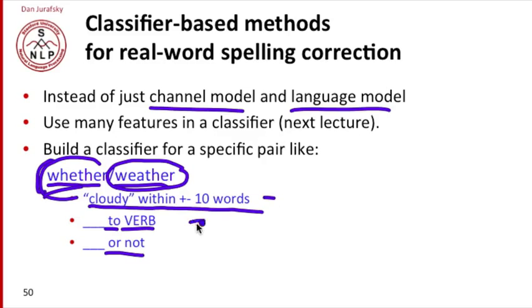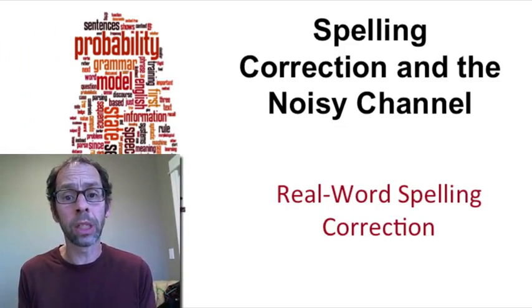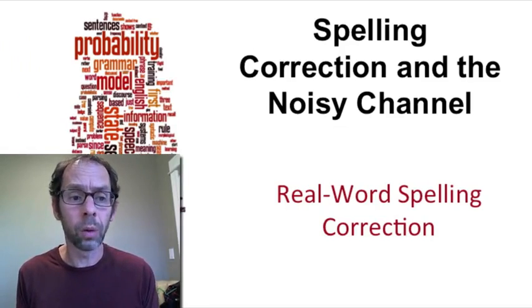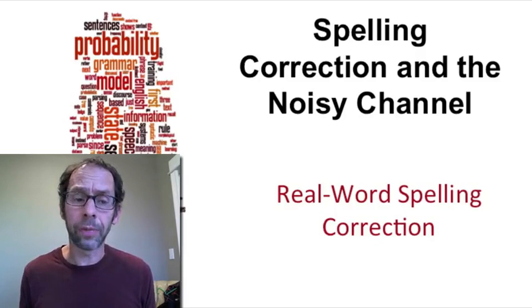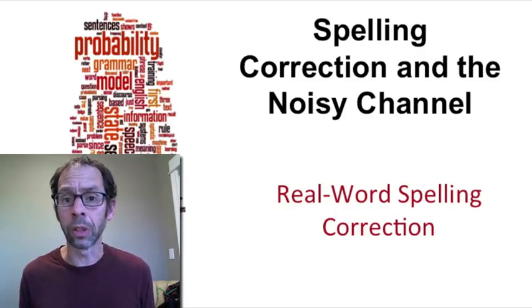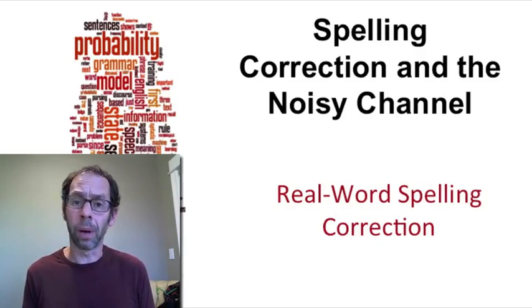So each of these features, plus the language model, plus the channel model, could be combined into one classifier that could make a decision, and we might build separate classifiers for each possible likely pair of words. So in summary, real-word spelling correction can be done with the same noisy channel algorithm that's used for non-word spelling correction, but we can also use a classifier-based approach where we combine a lot of features and build classifiers for very frequent kinds of errors we like to model explicitly.